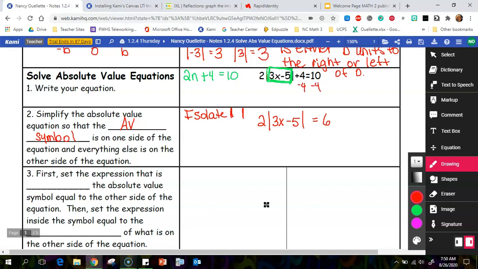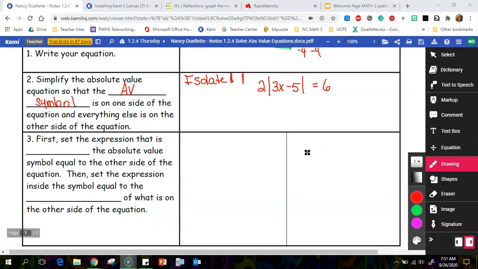Okay, now I'm still trying to get this part by itself. And to do that, if I want to get this part by itself, I need to divide both sides by 2. So I'm going to divide by 2. And then that cancels right there. And then I'm left with, and don't take this out of the absolute value symbols, not yet, the absolute value of 3x minus 5 equals 3. At this point, this is where I can separate this into two different equations and take this out of the absolute value symbol.